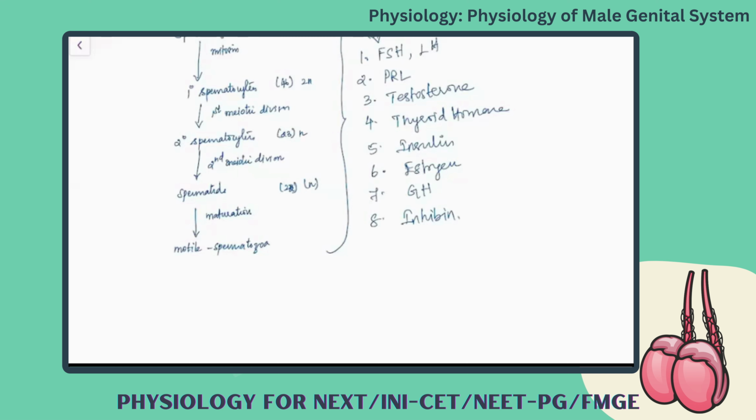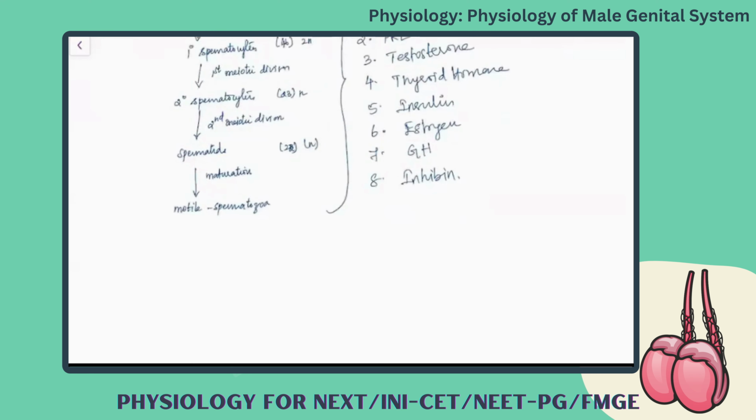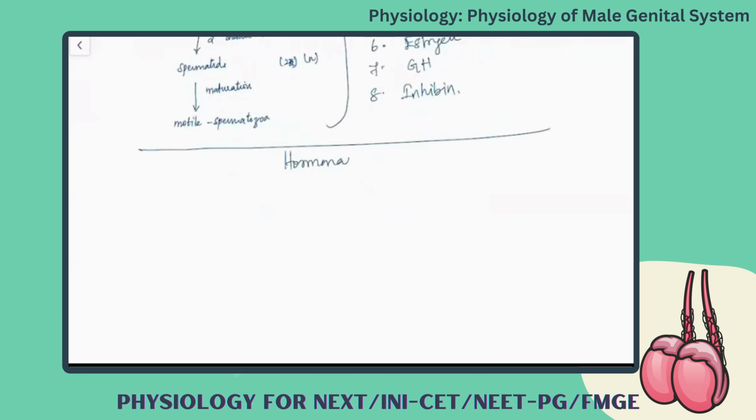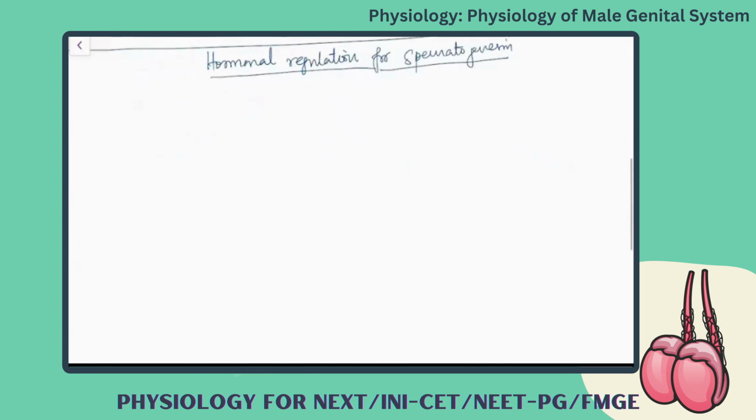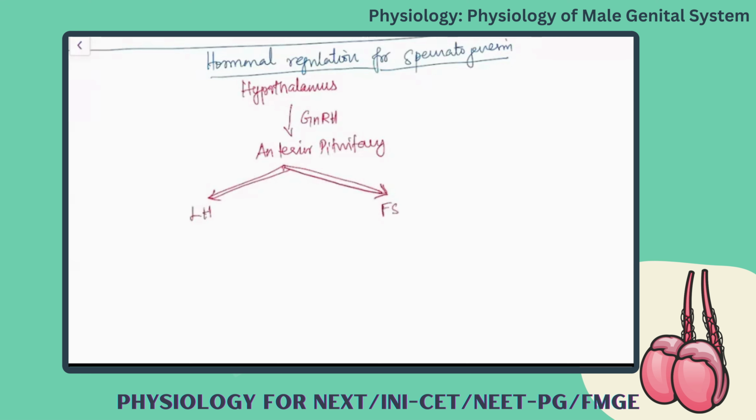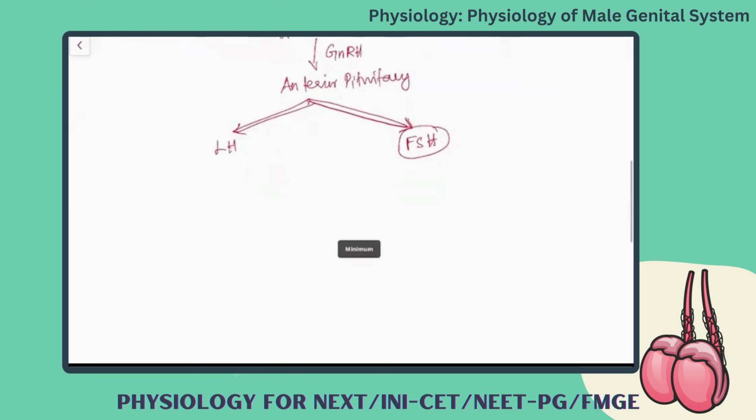And now moving on to the other controlling mechanisms, that is hormonal regulation of spermatogenesis. How is the hormonal regulation involved in regulating spermatogenesis? First, you will get the stimulus from the hypothalamus, resulting in the release of gonadotropin-releasing hormone to the anterior pituitary gland. So now the anterior pituitary gland releases two hormones, LH and FSH. This is follicle stimulating hormone and luteinizing hormone.